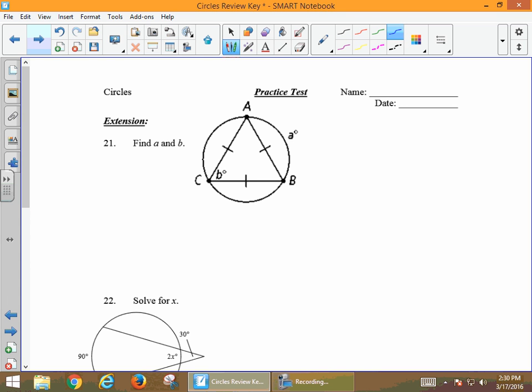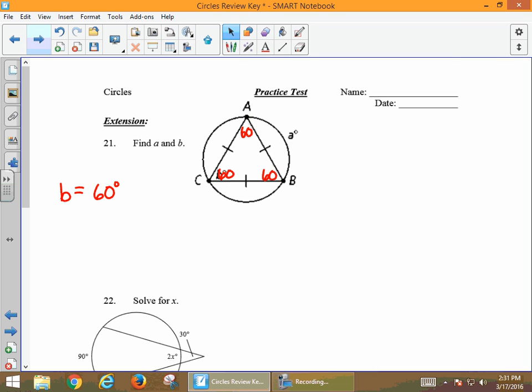Question number 21 says find A and B. So this is a challenging question because I have this equilateral triangle. And if you remember back to early in the year when we talked about equilateral triangles, they are also equiangular. So that means the three angles are always 60 degrees. So B is 60 degrees. So we have a 60, 60, and a 60.